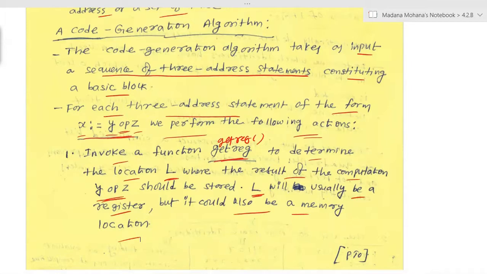First, we invoke the function getReg to determine the location L where the result of the computation y op z should be stored. Usually L will be a register. It could also be a memory location.